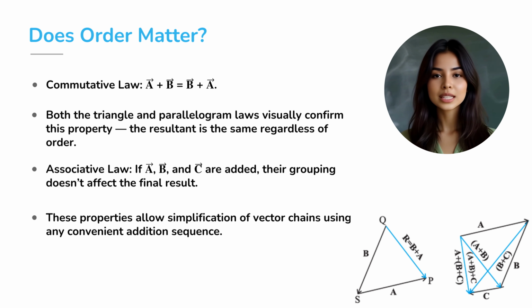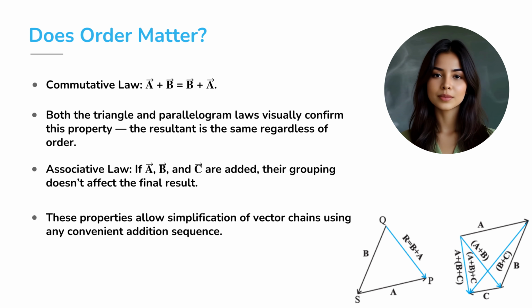Next is the associative law. If you're adding three or more vectors, it doesn't matter how you group them, the overall resultant remains unchanged. This flexibility helps simplify complex vector chains, like in problems involving multiple displacements or successive forces. As seen in your textbook figures, this property is represented geometrically, confirming that vectors can be grouped or reordered freely during addition.